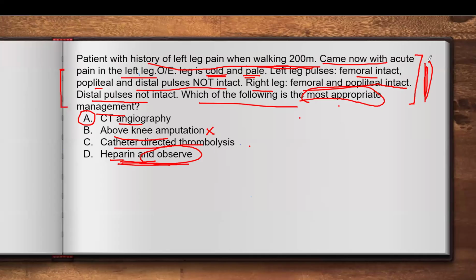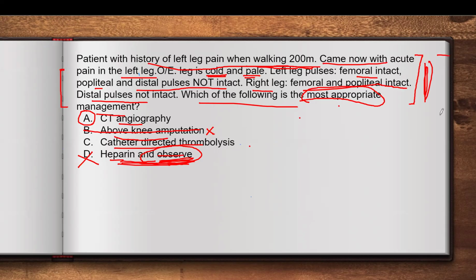The patient just has 4 to 6 hours. After that, he will lose his limb. So observing is not the thing here. This option is completely wrong because of this word "observe." Okay, so 3 options are left. Amputation, I've also told, is not an irreversible damage right now. We are left with catheter directed thrombolysis and CT angio.